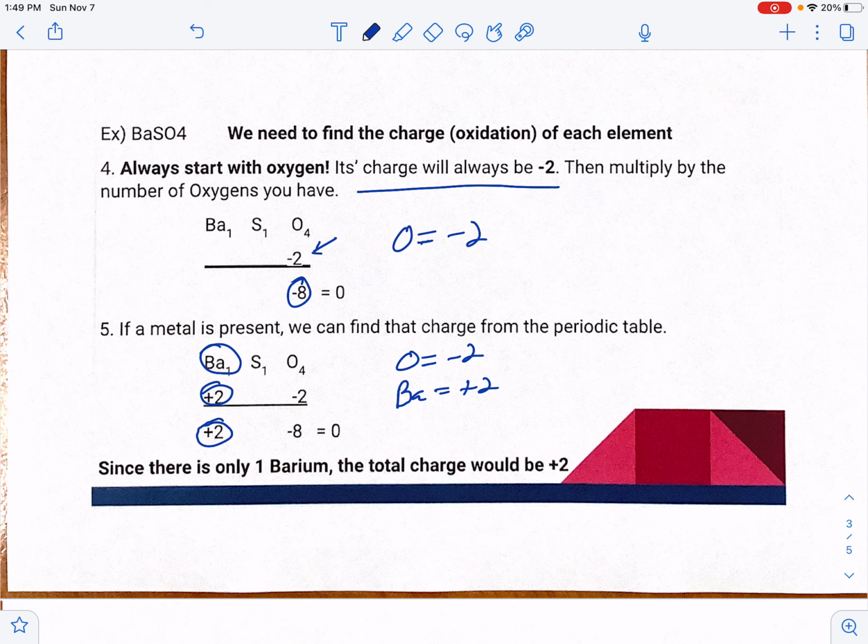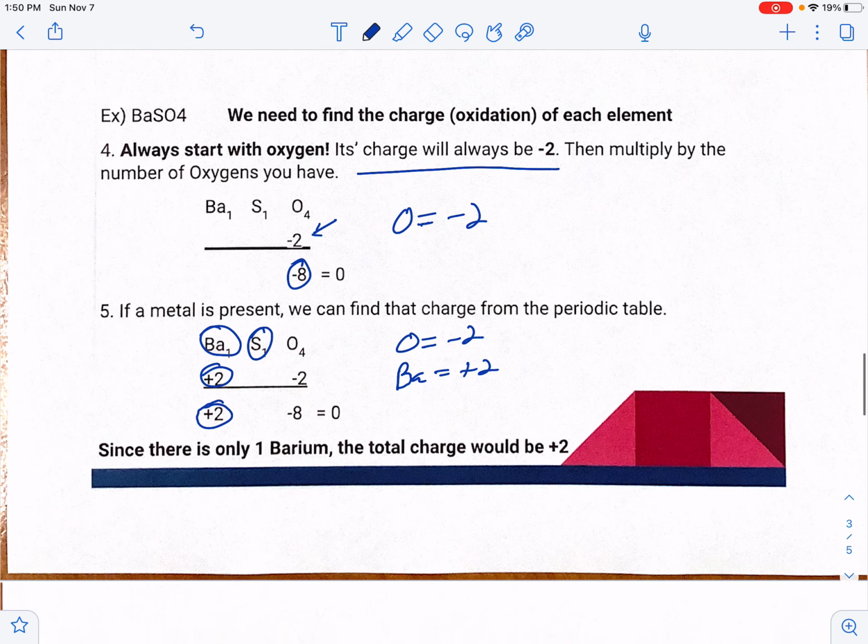Now ultimately what we're doing this for is to find the charge of that sulfur. Since sulfur is bonded with that oxygen, it's going to have a different charge than you would typically see on the periodic table. So that's the whole goal of us doing this, is to find the charge of that unique sulfur. Now let's move on to our next section.